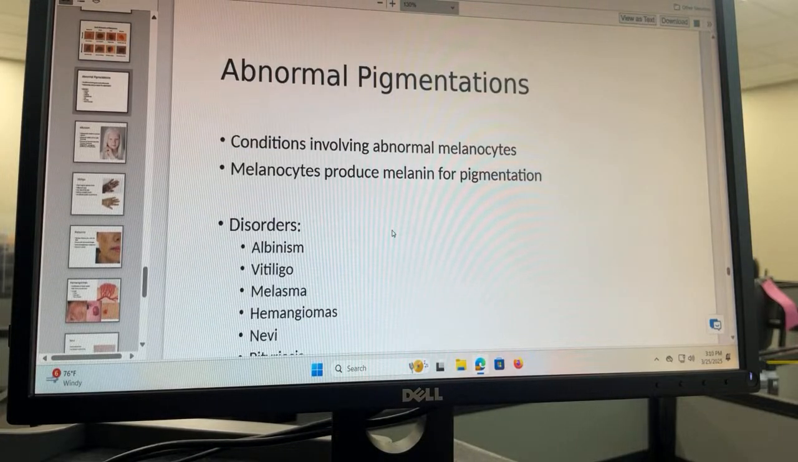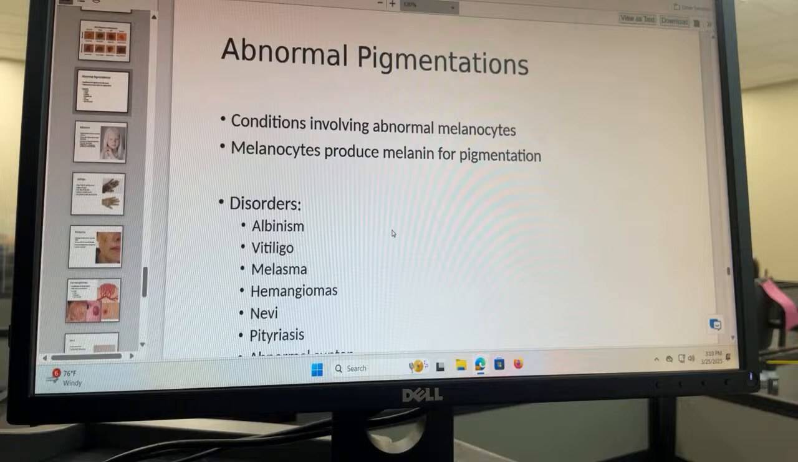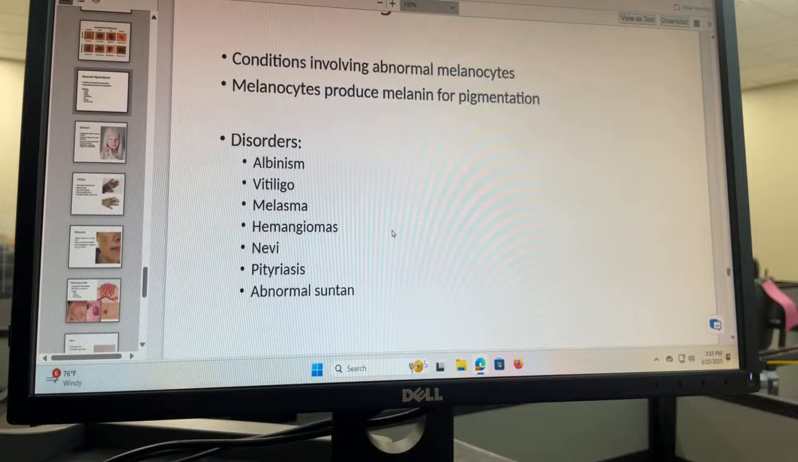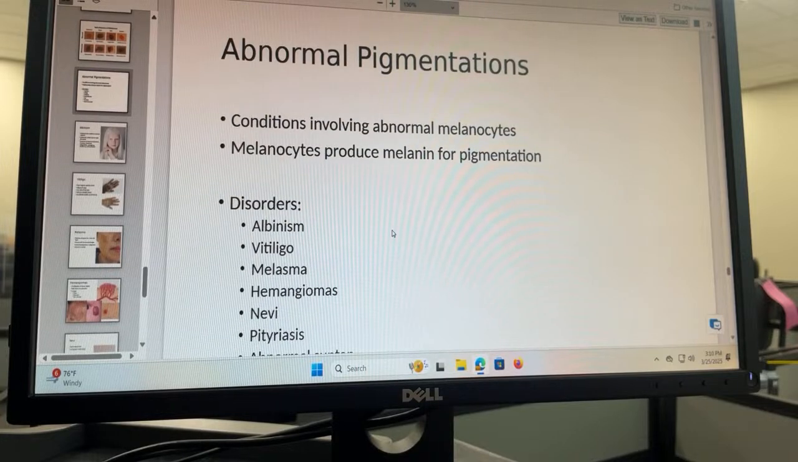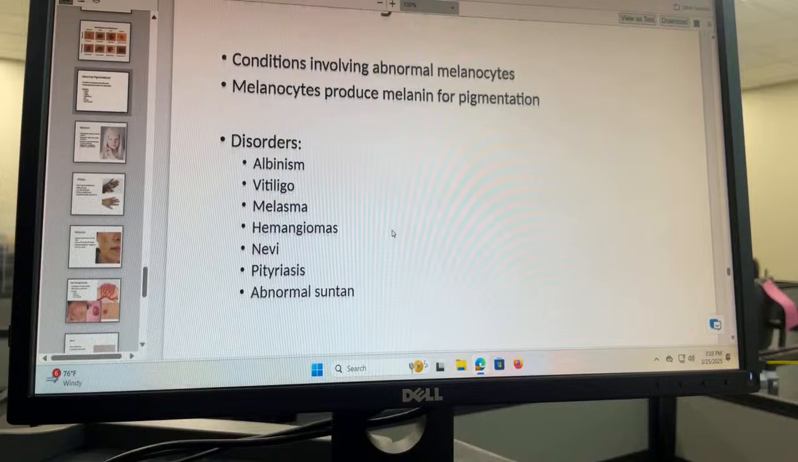Okay, so now this is another category. There are certain conditions called abnormal pigmentations, and these are the disorders that fall into that category. So albinism, vitiligo, melasma, hemangiomas, nevi, pityriasis, and abnormal suntan. All of these conditions involve the melanocytes in some way. The melanocytes are the cells that produce melanin for pigmentation.